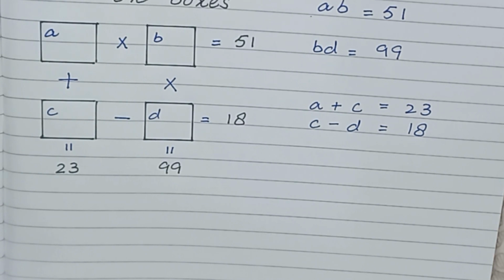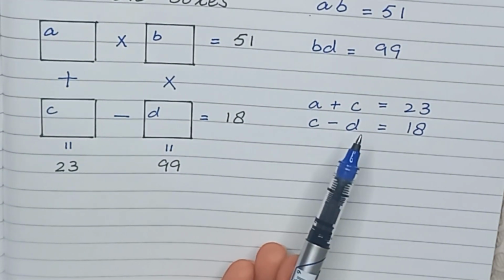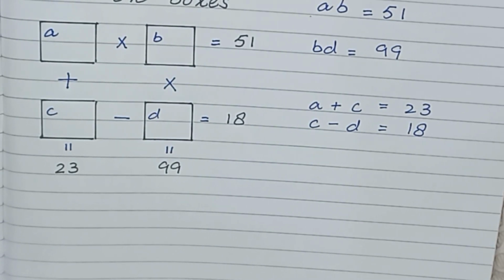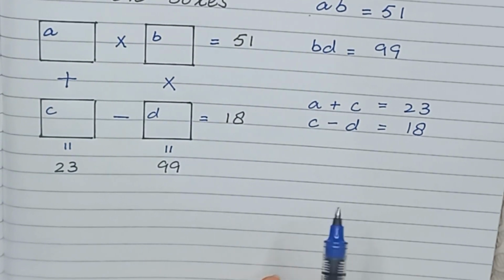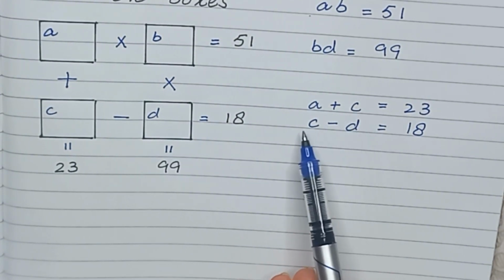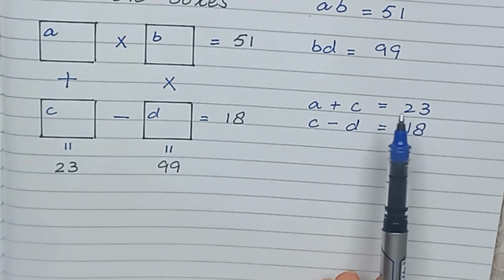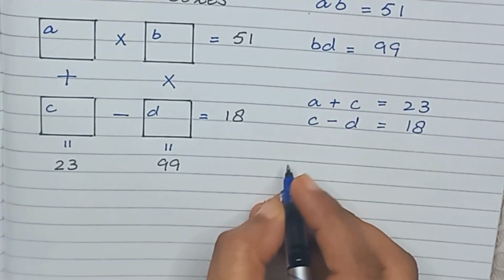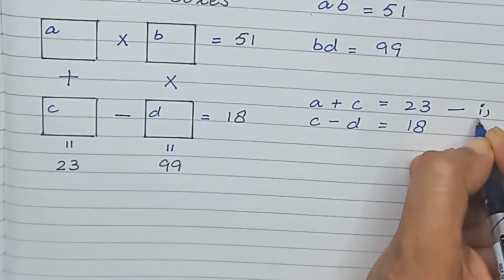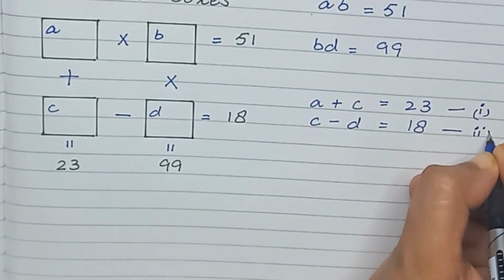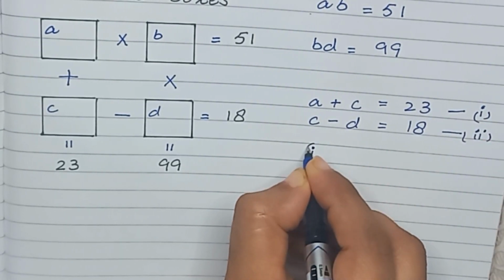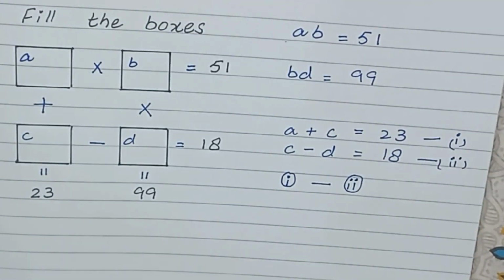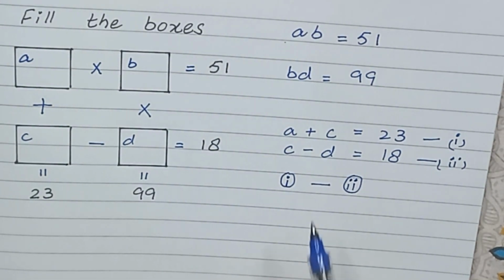Now we can find these unknown variables by using the elimination method or substitution method. From these two equations we can eliminate this variable, which is C, by subtracting these two equations. So we will name them equation 1 and equation 2. Now subtract equation 2 from 1.